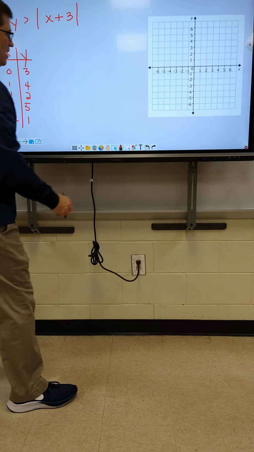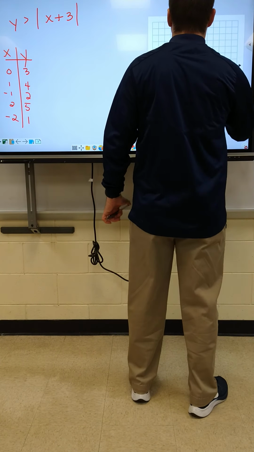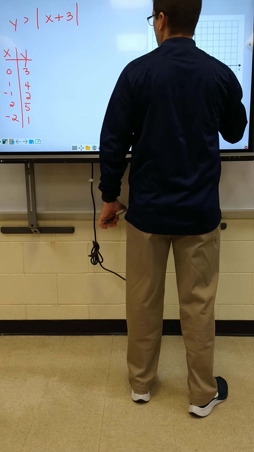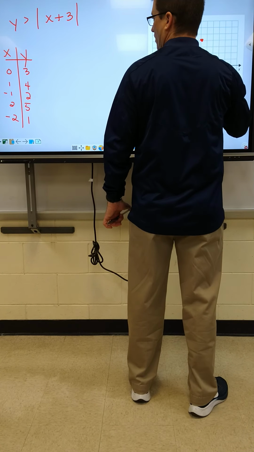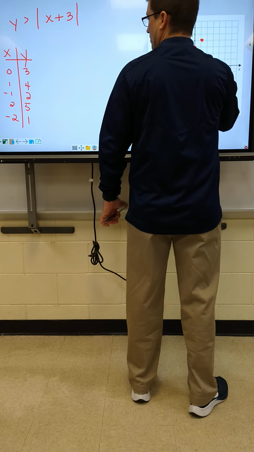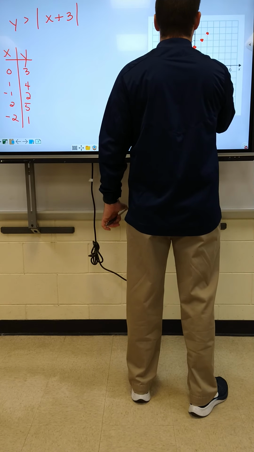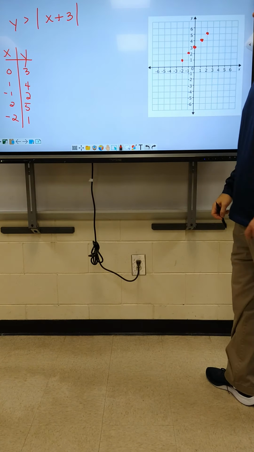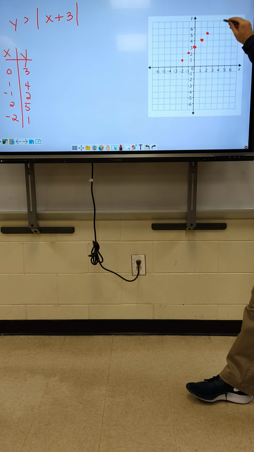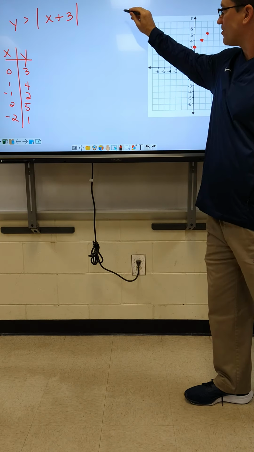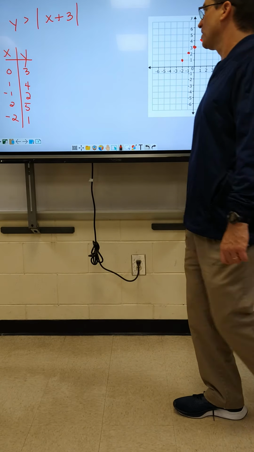-2, 1. All right, let's see if this is going to make a V. Over 0, up 3. Over 1, up 4. Over 2, up 5. -2, up 1. All right, mine's not making a V yet. So what I'm thinking is, guys, it's going to go this way, and it's going to sooner or later start going back up. So let's plug in a couple more numbers.